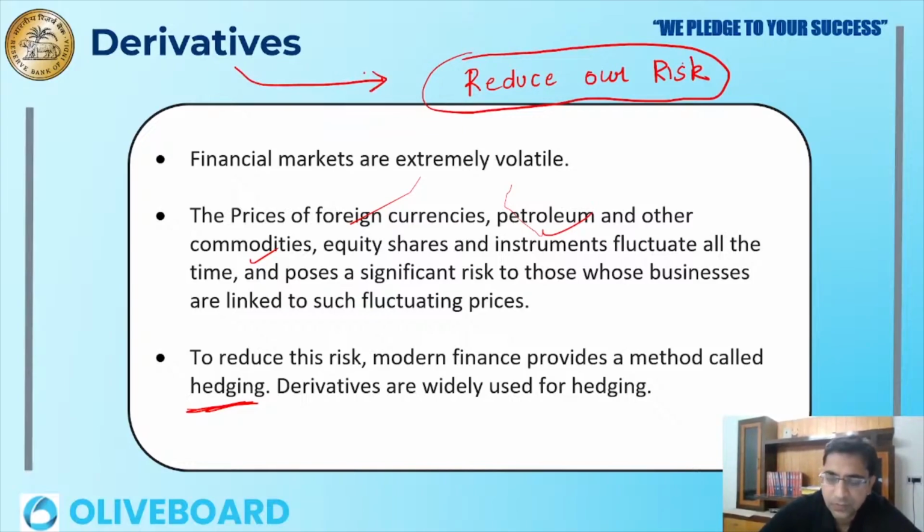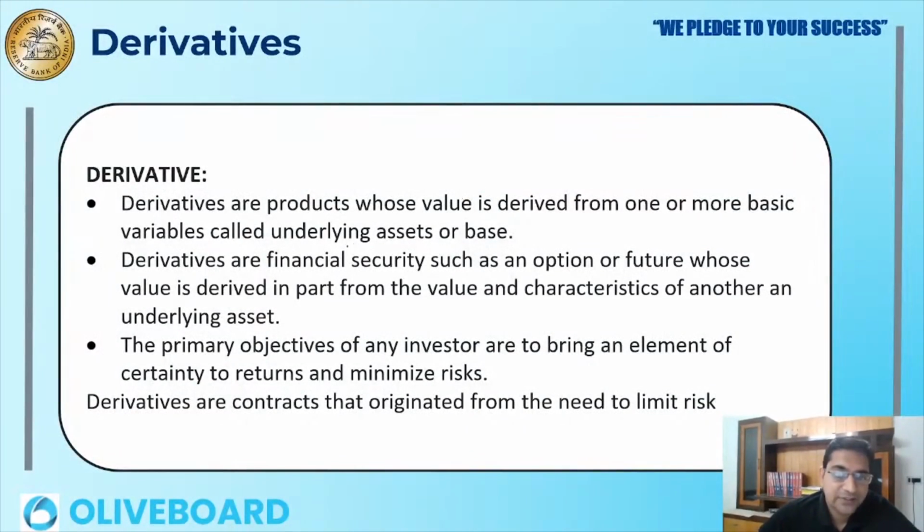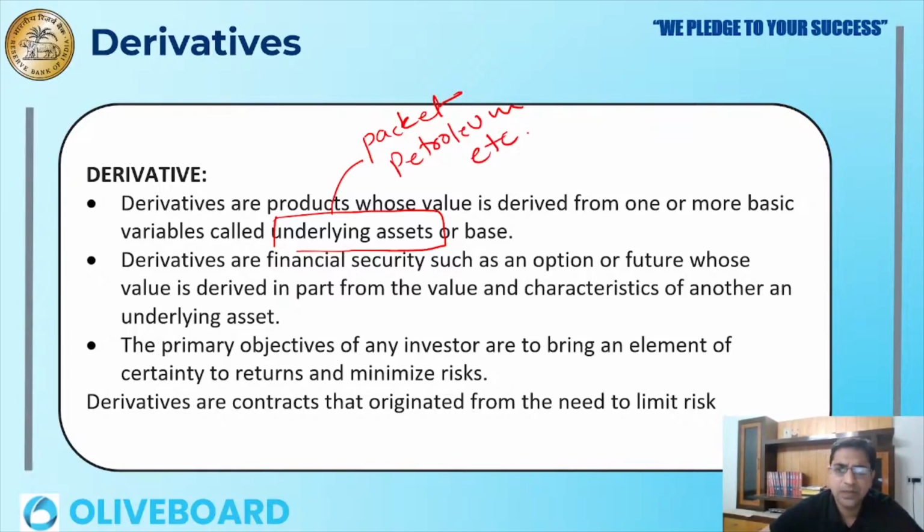Derivatives are products whose value is derived from one or more basic variables that we call the underlying asset. The underlying asset can be anything: packets of wheat, petroleum, and many other things; anything can be put as an underlying asset that can be termed as a base. Derivatives are financial securities such as options or futures whose value is derived from the value and characteristics of another, the underlying asset.